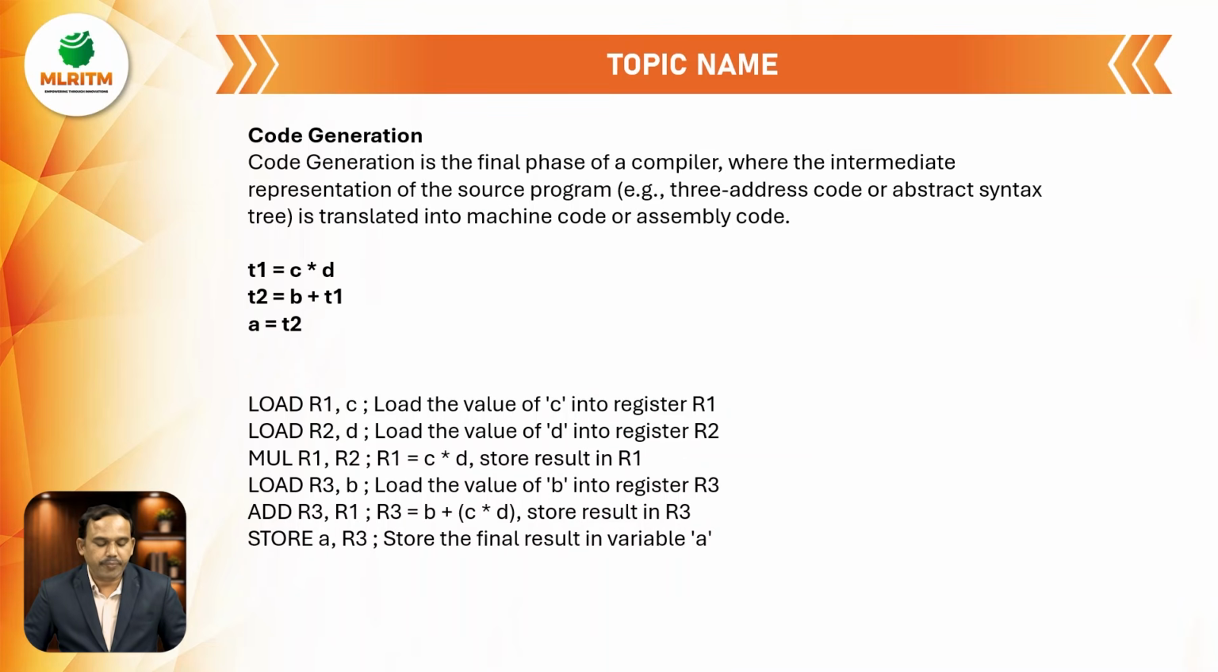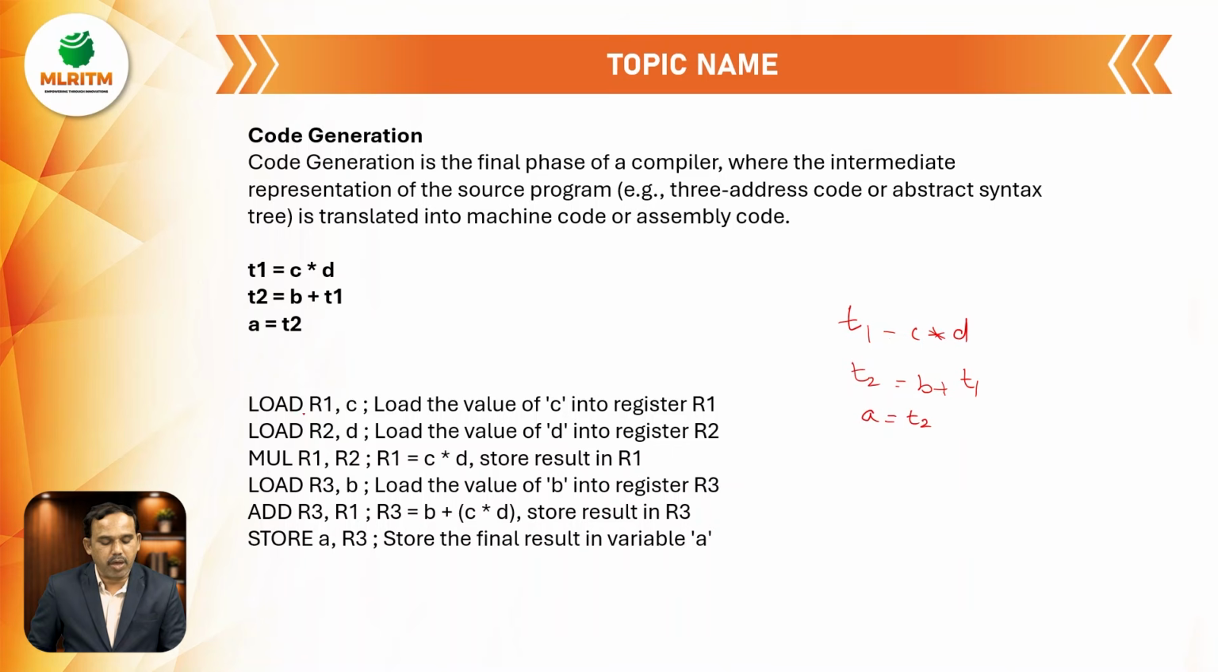Code generation. Code generation is the final phase of the compiler where the intermediate representation of the source program, three address code or abstract syntax tree, is translated into machine code or assembly code. Now let us see the assembly code for T1 equal to C multiplication D, T2 equal to B plus T1 temporary variable, and A equal to T2.